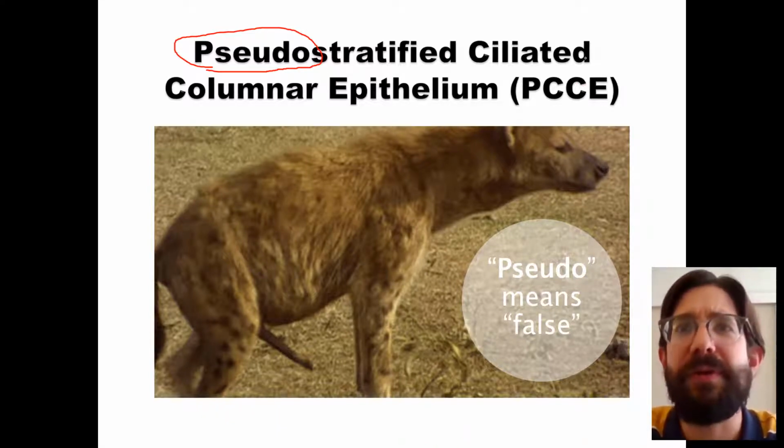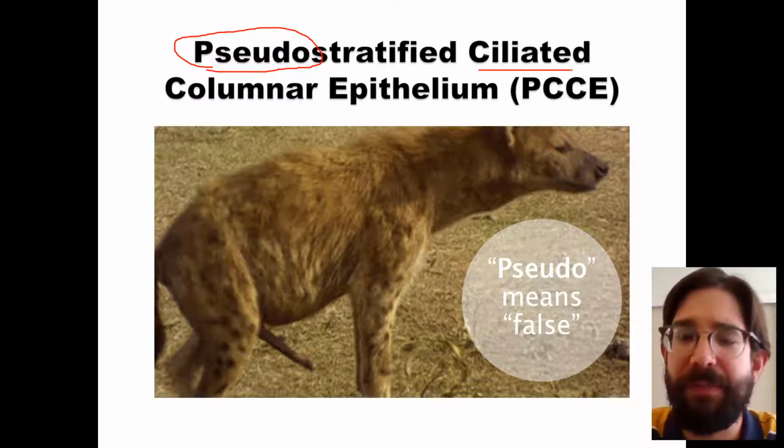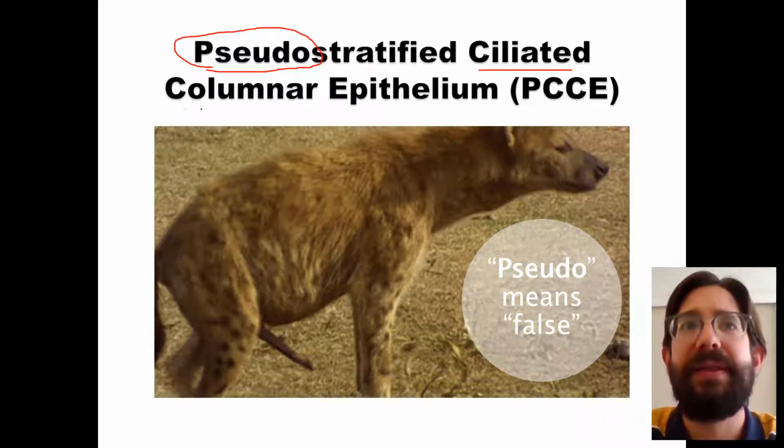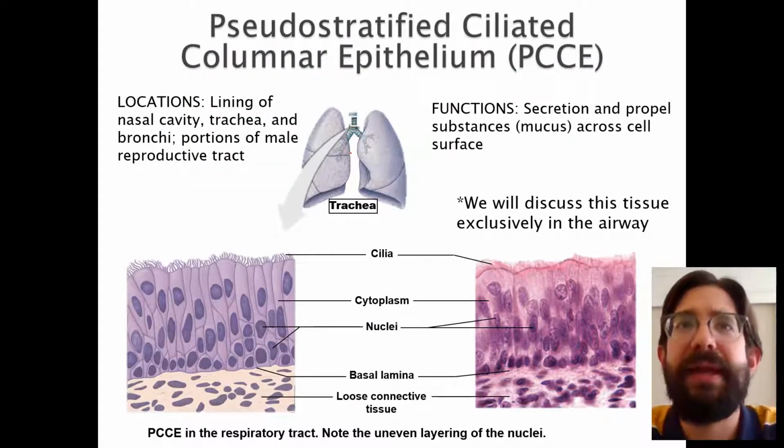Of course, these other words are important too. Cilia will always be present in PCCE. The cells will be column-shaped, and we can see that here.